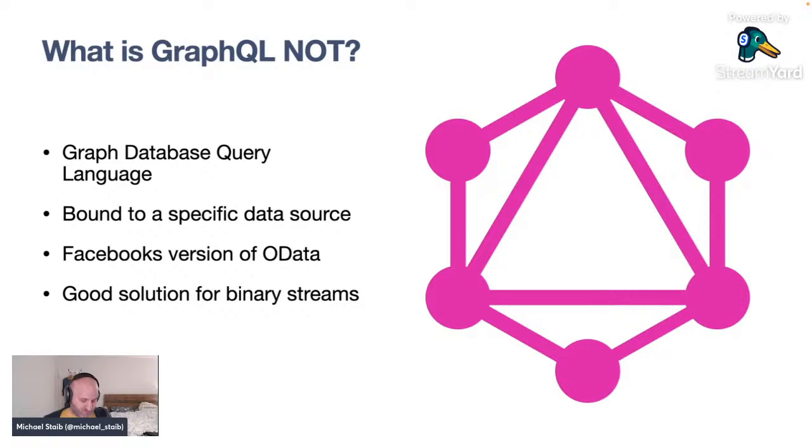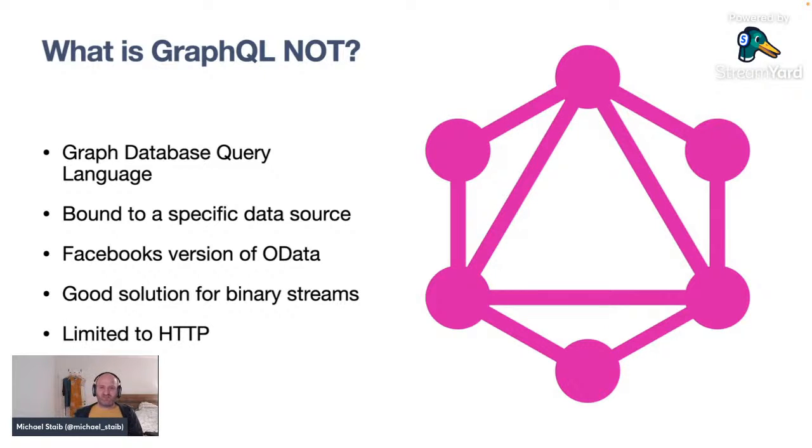GraphQL is not a good thing for binary streams. Like if you think about Netflix, for instance, streaming movies over GraphQL doesn't work. GraphQL is built for data graphs. So if you have entities, objects, or everything that you can essentially serialize into a graph, that works with GraphQL. But streaming movies over it is not a good thing to do. And although Netflix uses GraphQL in the backend, they're not using it to stream the movies.